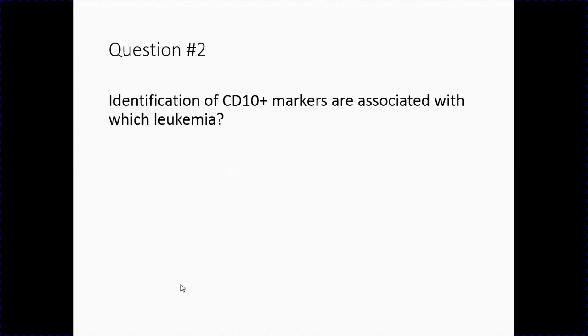Okay, so identification of CD10 markers that are associated with which type of leukemia. If we go back, we think of they were associated with CALLA, acute lymphocytic leukemia. So CD10 markers were associated with CALLA.